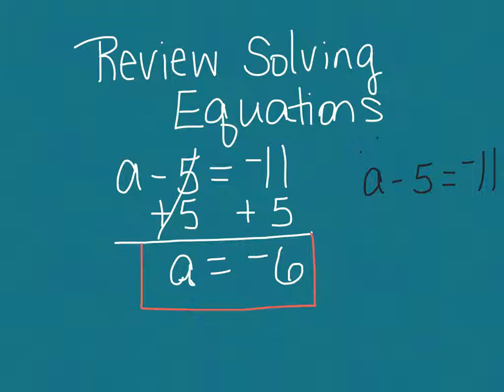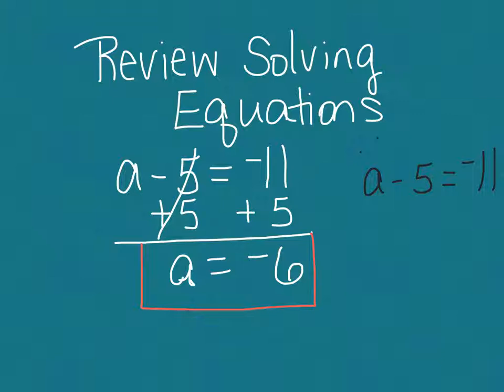So we're going to review that, and remember you want to get your variable by itself, so you want to get rid of whatever number is keeping the variable from being by itself. So the a is not by itself because this minus 5 is on the same side of the equal sign with the a, so that means that we need to do the opposite of minus 5 and add 5 to both sides.